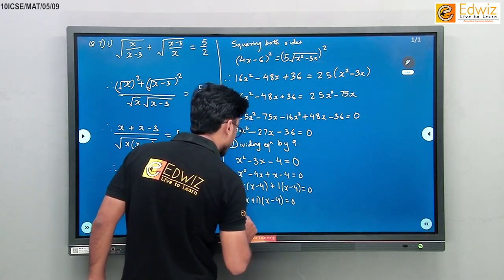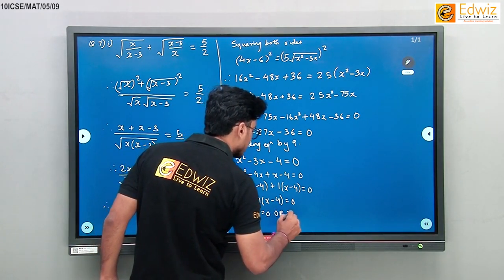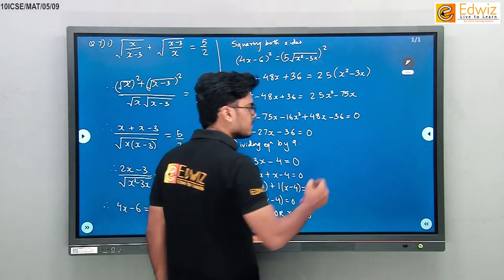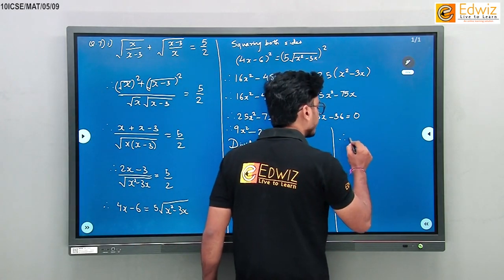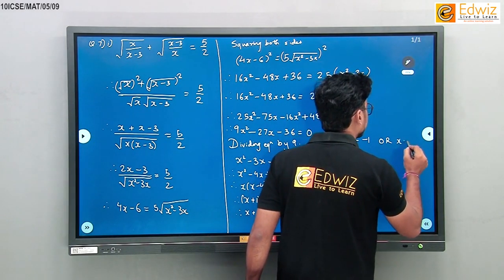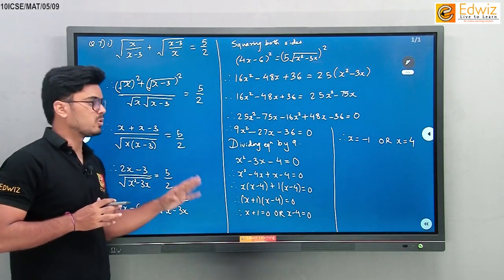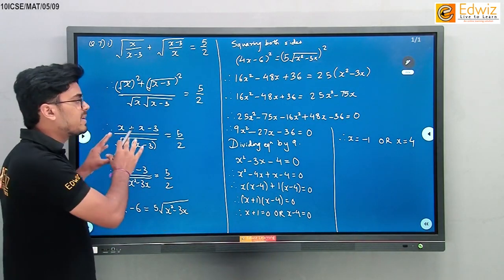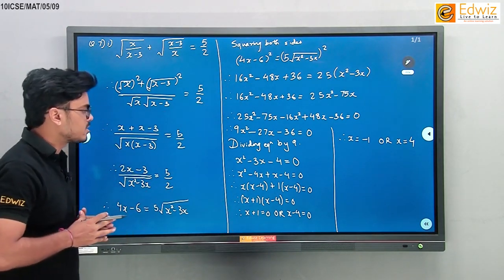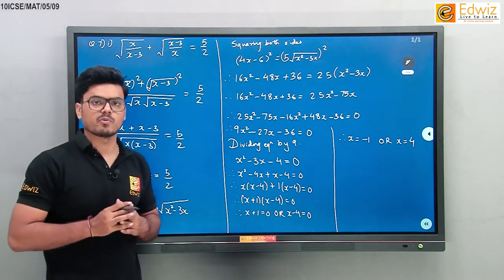So either x plus 1 equal to 0 or x minus 4 equal to 0. Okay, from here you can say that the value of x is minus 1 or x is equal to positive 4. Okay, this is the final solution of this equation. So you just need to simplify it, bring it to its standard form and solve it. Okay, I hope you understood this. Now I'll give you 1 minute to note this down, then we'll move on to the second sub question.